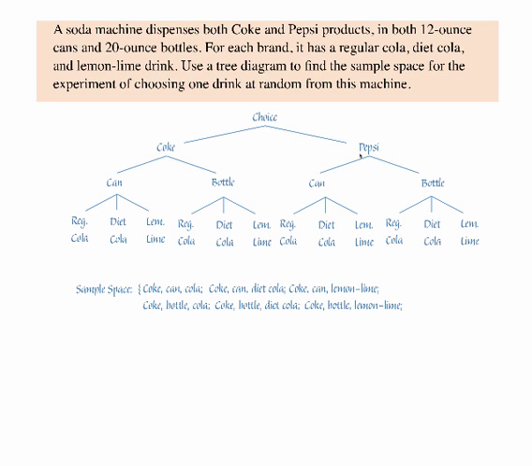For the Pepsi products, we could have Pepsi can and a regular cola, Pepsi can and diet cola, Pepsi can and lemon lime. And finally, if the product we randomly select is a Pepsi product in a bottle, it could be Pepsi bottle regular cola, Pepsi bottle diet cola, and Pepsi bottle lemon lime. And now we've written out the entire sample space for this experiment.